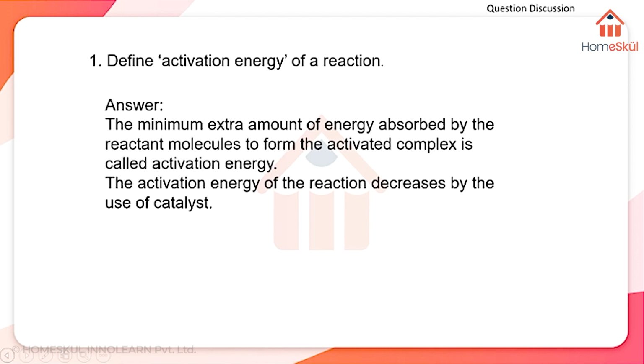Now let us discuss some questions from chemical kinetics. First one, define activation energy of a reaction. See, here activation energy is the minimum extra amount of energy absorbed by the reactant molecules to form the activated complex. Before converting to products, these reactants form an activated complex. So the minimum energy required to convert the reactant to the activated complex is called activation energy. In the presence of a catalyst, this activation energy gets reduced. The peak of activation energy decreases in the presence of a catalyst, thereby the rate of reaction can be enhanced.